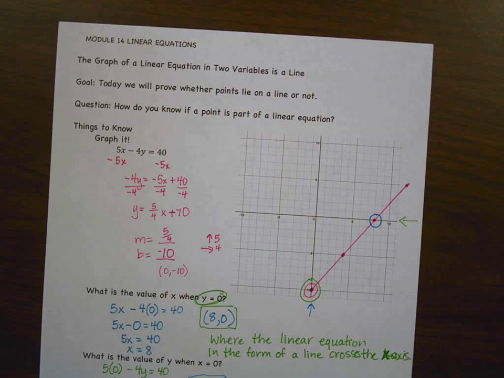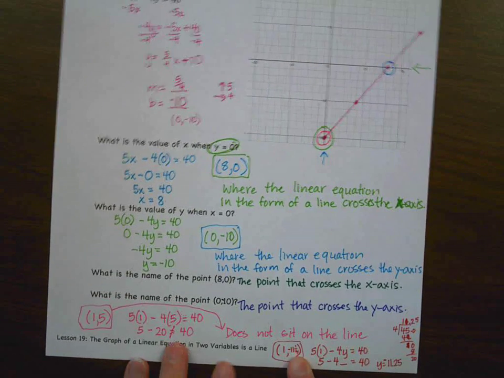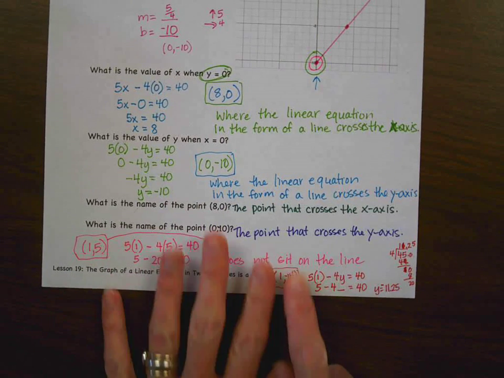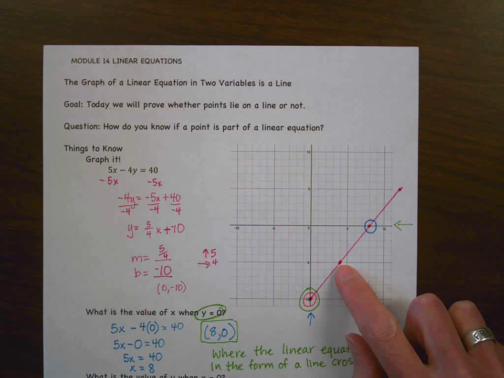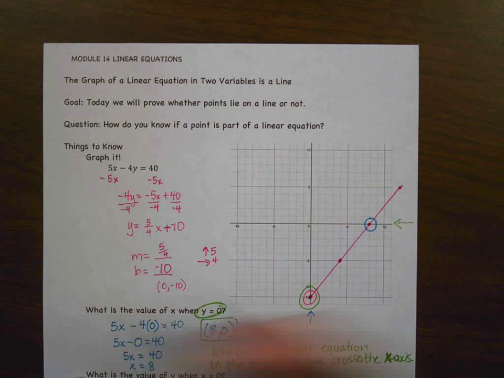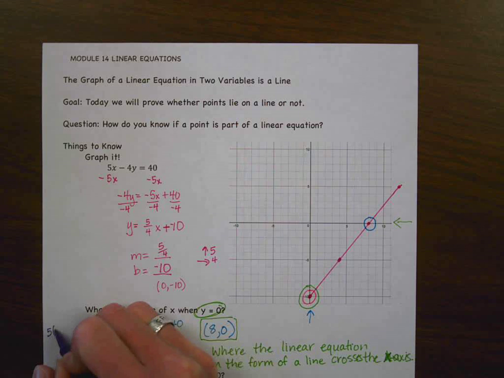So going back to our goal today, we will prove whether points lie on a line or not, and if you come up with an answer that doesn't actually sit on the line, then you've proven that those actual points do not belong on the linear equation that you're graphing. If they do sit on it, for example, this one, we have 4 comma negative 5, so when you plugged that in, let's try 4 comma negative 5, because I haven't tried that one yet. Different color, let's go with this one.